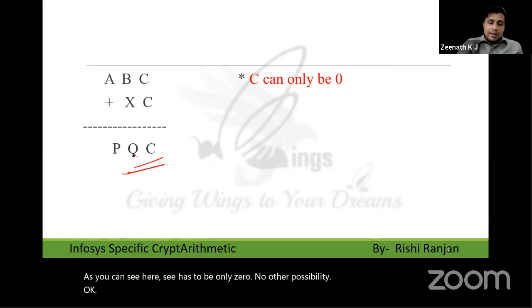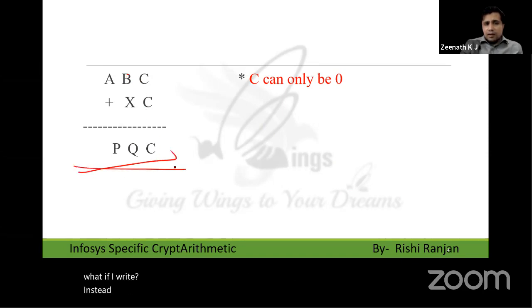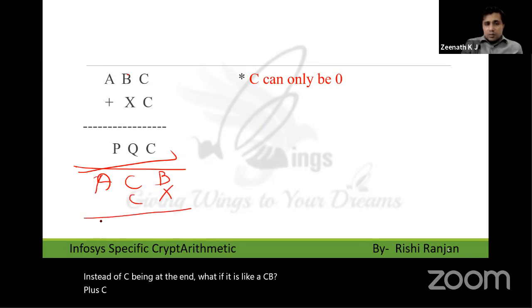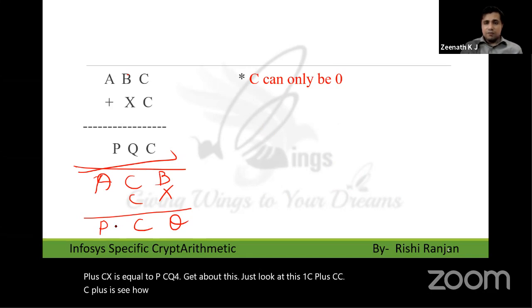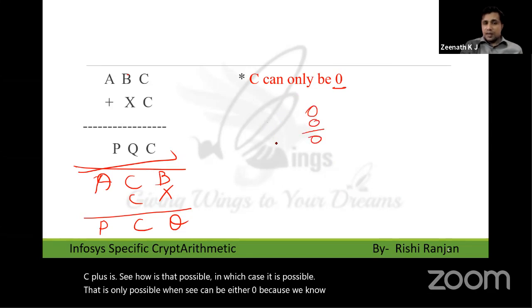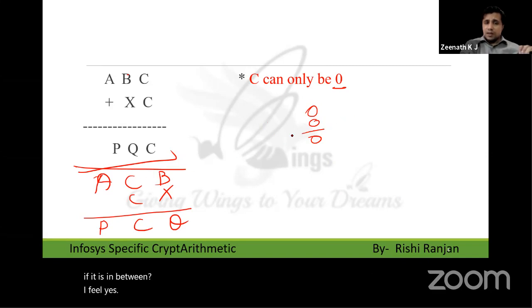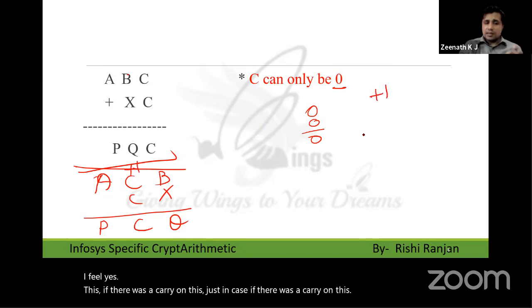Okay. Next, what if, instead of C being at the end, it is like ACB plus CX is equal to PCQ? Forget about this, just look at this one. C plus C is C. How is that possible? In which case is it possible? That is only possible when C is 0, because we know 0 + 0 = 0. Is there any other possibility if it is in between? I feel yes. See this. If there was a carry on this from B and X, the carry is coming, okay?